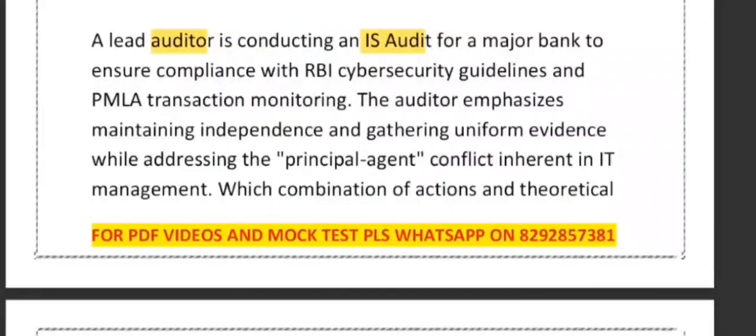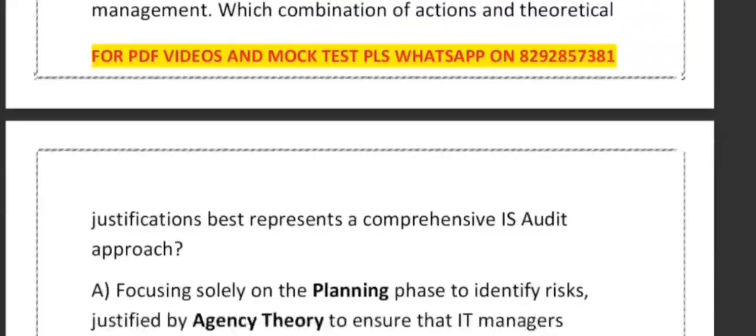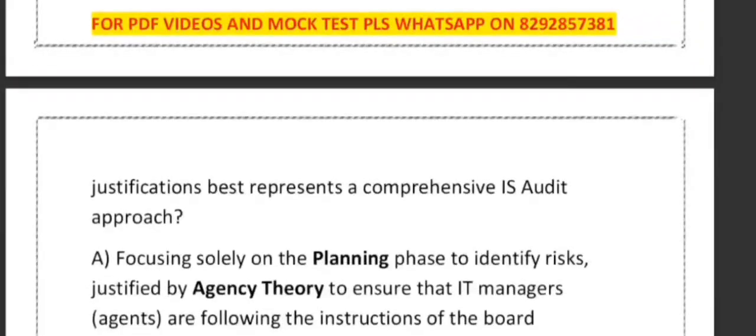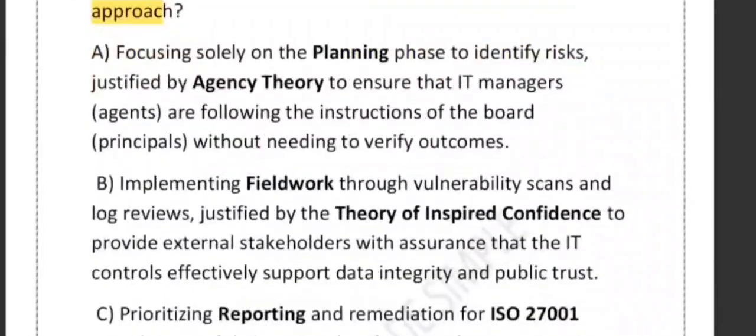to ensure compliance with the RBI cybersecurity guidelines and PMLA transaction monitoring. The auditor emphasized independence and uniform evidence while addressing the principal-agent conflict. So they put more focus on addressing independence and uniform evidence. The question is, which combination of action and theoretical justification best represents a comprehensive IS audit approach? They have given 4 options.